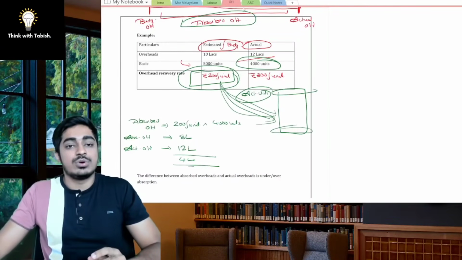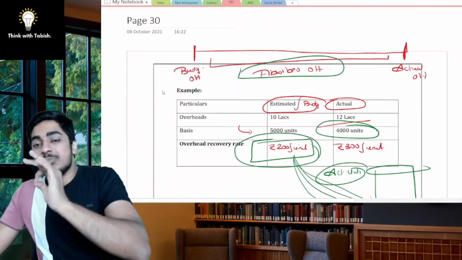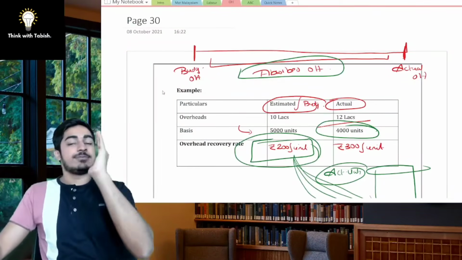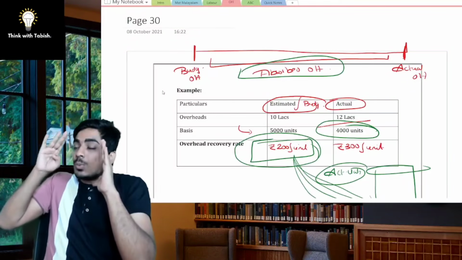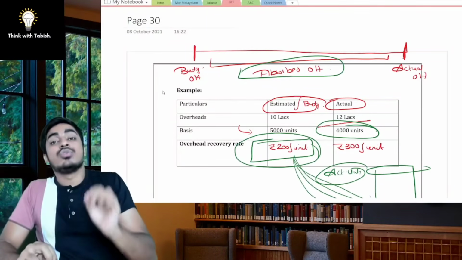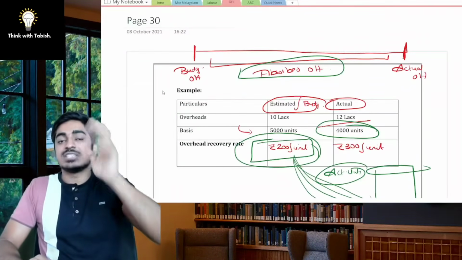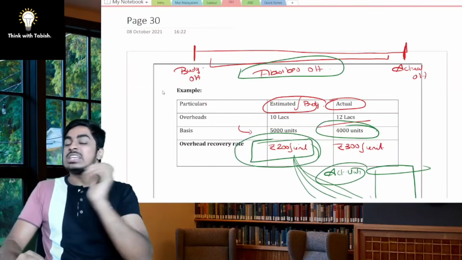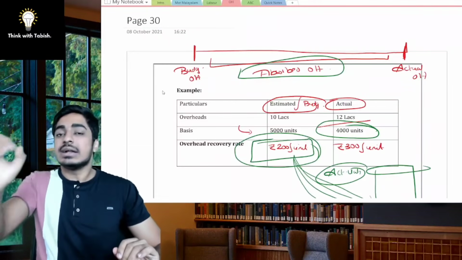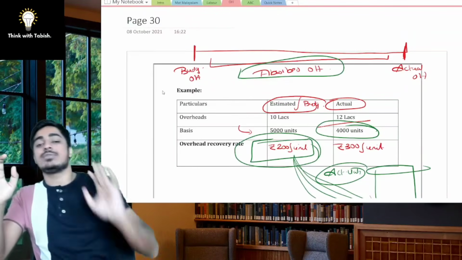Then we need to know three terms. Firstly is the budgeted overheads. Next is the absorbed overheads. Next is the actual overheads. Budgeted overheads: on the first day, we are budgeting what will be the overheads for the coming period. Why are we budgeting? So that we can calculate the overhead recovery rate. That is why we are taking budgeted overheads. What is actual overheads? It is the actual amount of overhead incurred during the period. When do we get to know it? We get to know it only at the end of the period.